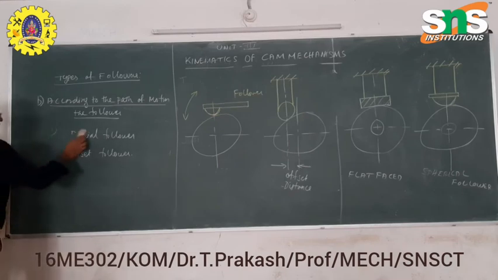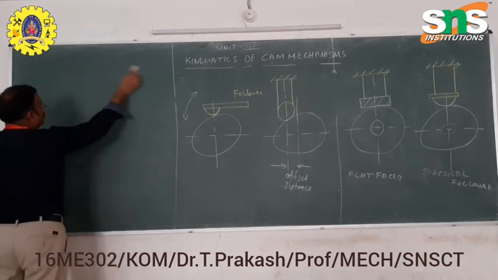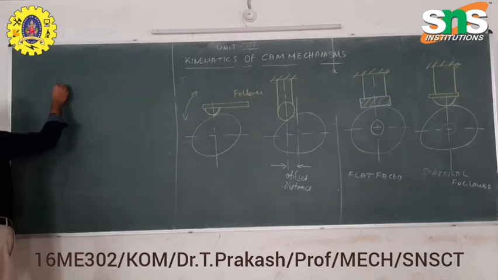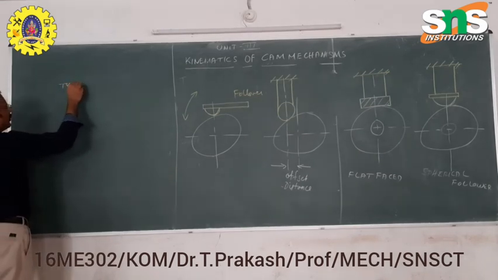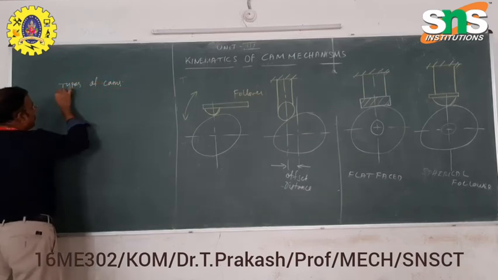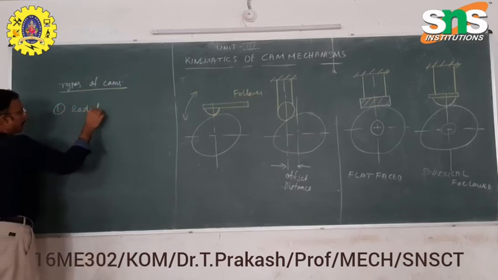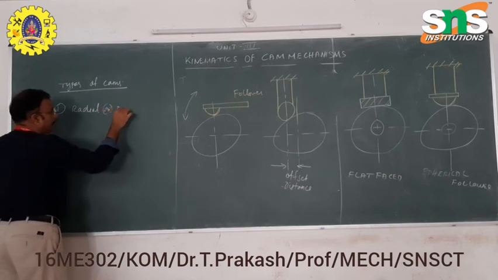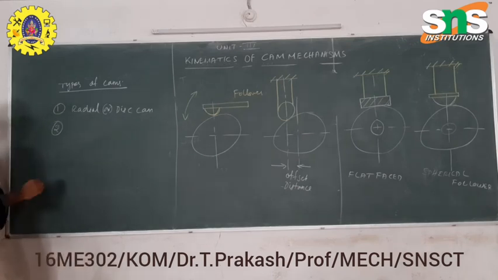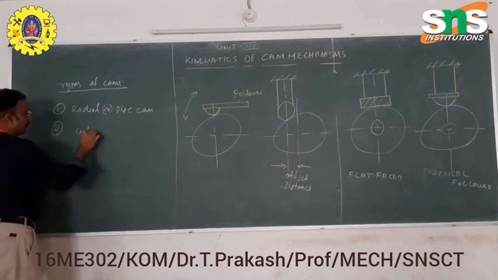These are some classifications of follower, and also there are some classifications of cams. There are different types of cams, and we are going to see only the main types: radial or disc cam, then second one, oscillatory or rotary cam or cylindrical cam. You can call it as a cylindrical cam.